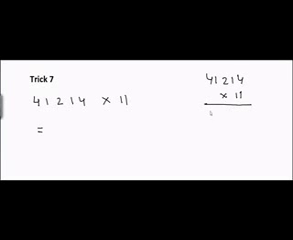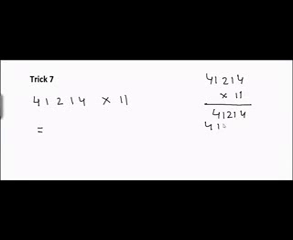So our trick 7 is about multiplying a number by 11. For example, if I have 4 1 2 1 4 and I want to multiply it by 11, the formula is 4 1 2 1 4, and then 4 1 2 1 4. The answer will be 4 5 3 3 5 4.